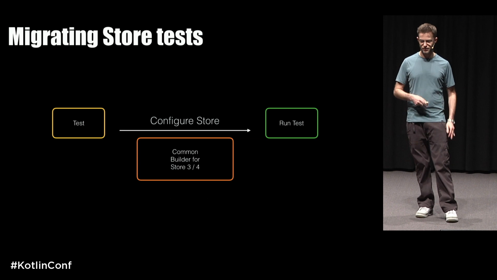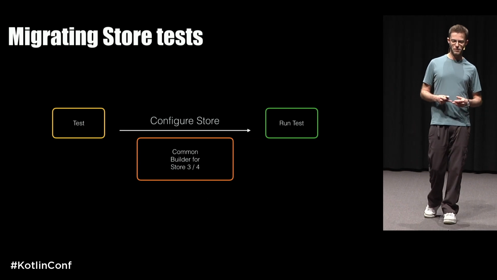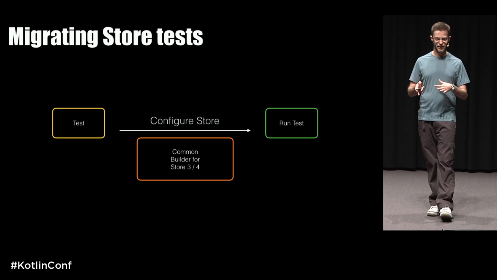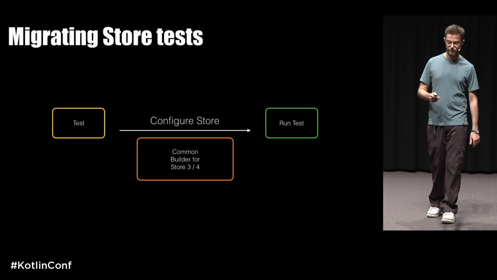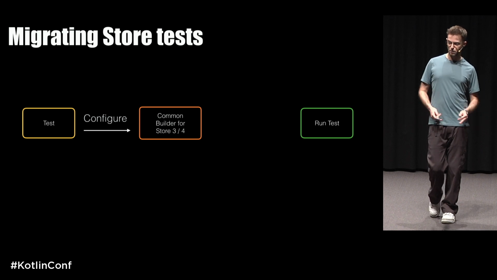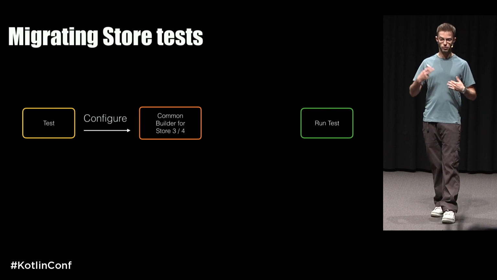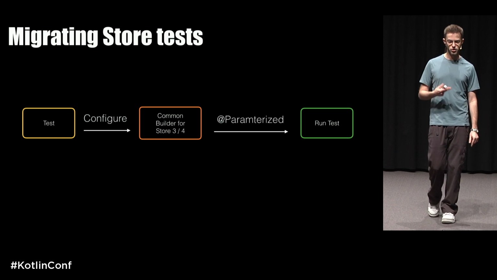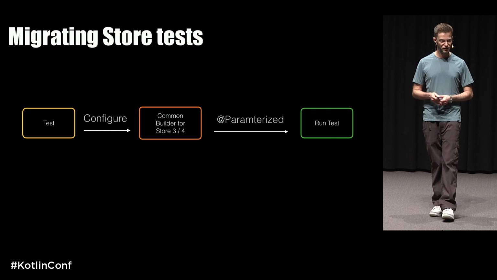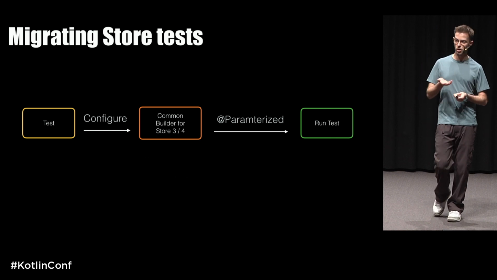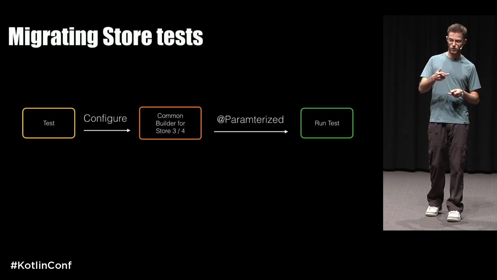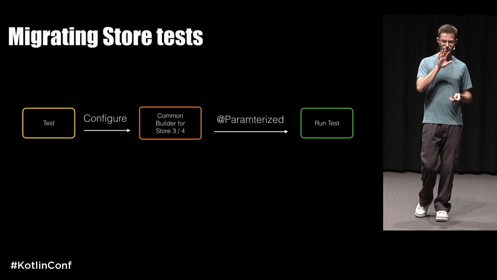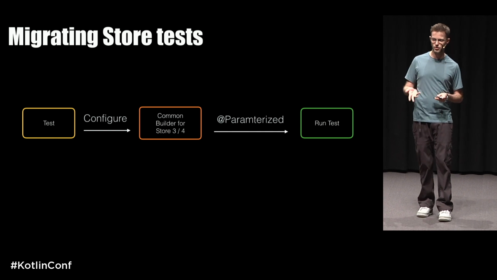So we took this configure store function and instead made common builders that can build both a Store 3 and a Store 4, our new implementation. We then did bindings back to Store 3 APIs, because that's what the tests were running under, and then leveraged JUnit's parameterized testing, which allows you to pass in a parameter. Our parameter was which one of these builders do you want to use, and it actually ran through our test suite using old Store code and new Store code.